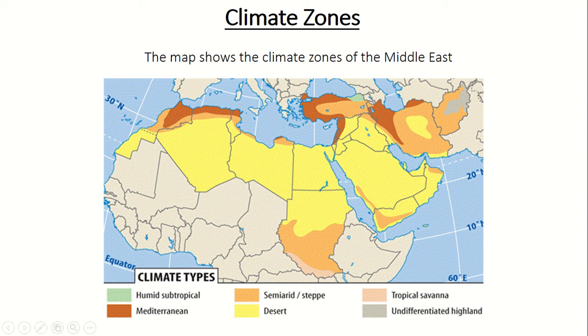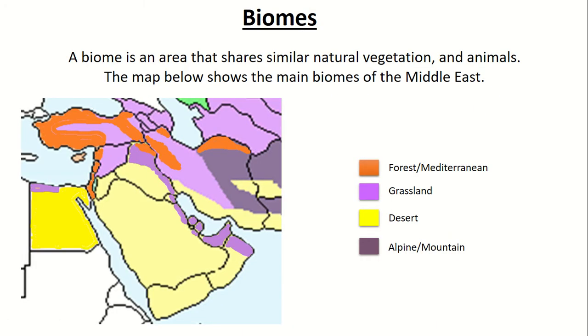Parts of the Middle East, in particular in northern Turkey, have a Mediterranean climate. We have that semi-arid steppe as well. And also we have those highland climates in places like Iraq and Iran. So if you remember, those alpine biome regions were really important. Now, a biome was an area that shared similar natural vegetation, similar animals, and a similar climate. And so, in theory, if I went to any part of the desert in this part of the biome here, they would all share those same characteristics.